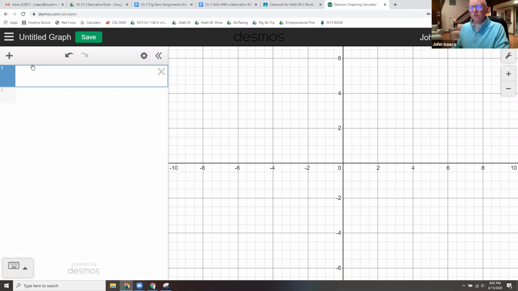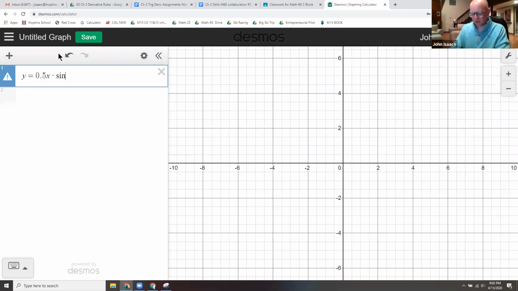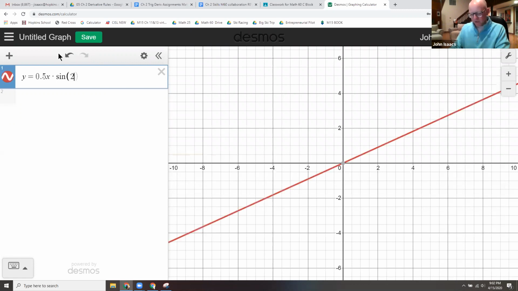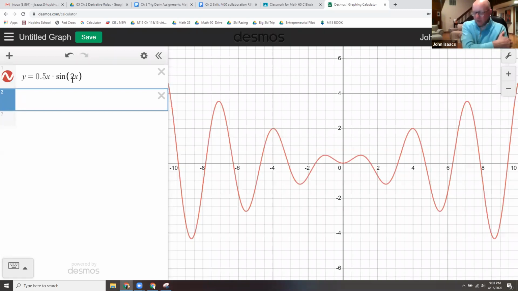So what I want to do is I want to show you how to program a tangent line to follow a function. So here's a function that I chose, y equals 0.5x times sine of 2x. All right, so here we have a function. It's a pretty cool looking function. It's got a lot of bounces and waves, and they change in size and stuff. It's pretty neat looking. So we have this interesting function to follow.